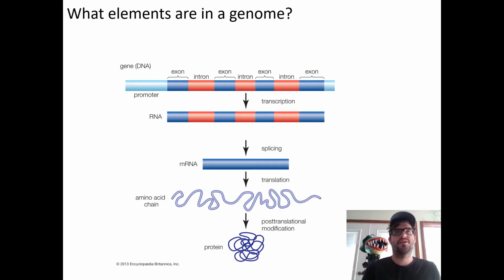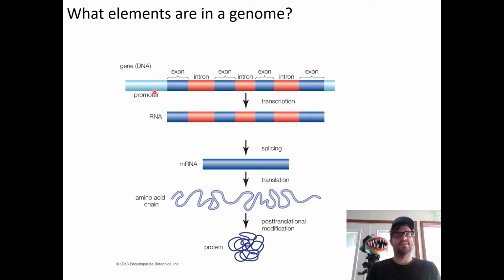So genomes are filled with lots of different sequences with various functions. And the thing that we typically care about the most are the genes. If we think back to the central dogma of molecular biology, here, this is a gene. A gene is made up of primarily exons and introns, and then also has some promoter sequences, some terminators, and some other sequences that we won't get into in too much detail here.